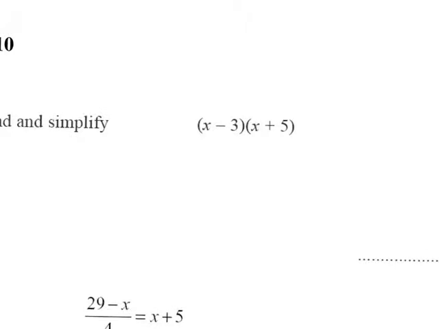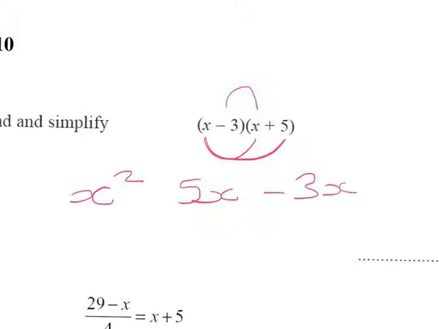Okay, we're going to start off with x multiplied by x. Multiplying out brackets is the same as expanding brackets. X multiplied by x is x squared. X multiplied by 5 is 5x. Negative 3 times x is going to be negative 3x. Now I mentioned a negative, that's because the other two are positive, so I should probably write a positive sign in there. Negative 3 times 5 is negative 15.